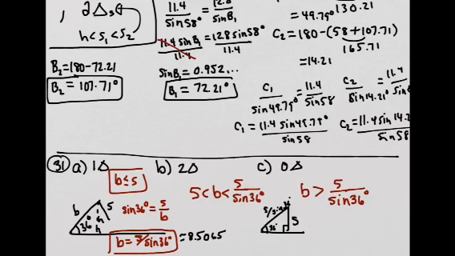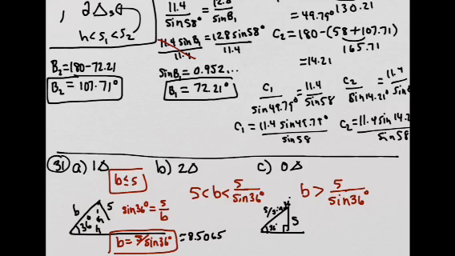Okay, with an acute angle, the only way to get one triangle is if this side is longer than this side. So that means that b has to be greater than, or it could be equal to, because if this is 5 and this is 5, then you have an isosceles triangle. So that's where this comes in. The other way that you could get one triangle is if this is the right triangle, right? If this 5 comes straight down like that, then that's one triangle.